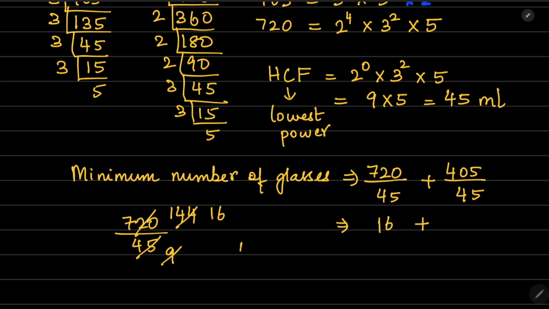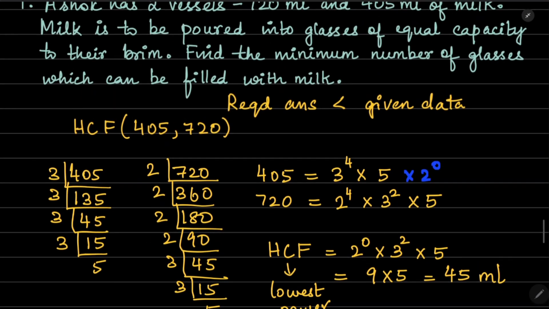Plus 405 divided by 45. So cancel with 5. 5 nines are 45. 5 eights are 40 and 1. So 9 nines are 81. So it's 9. So 16 plus 9, which is 25. So 25 is the minimum number of glasses, with each glass of 45 ml, that is asked.